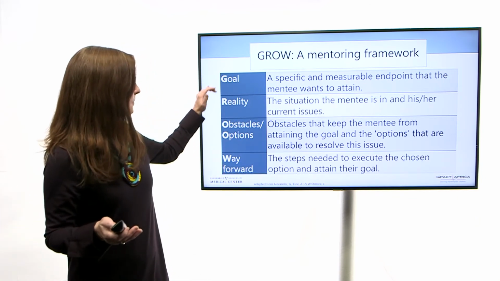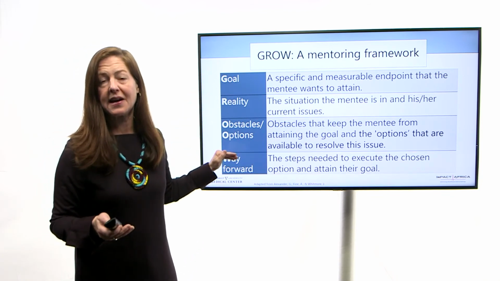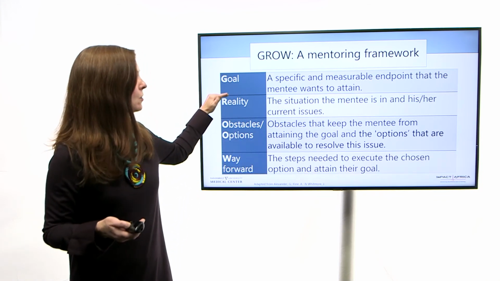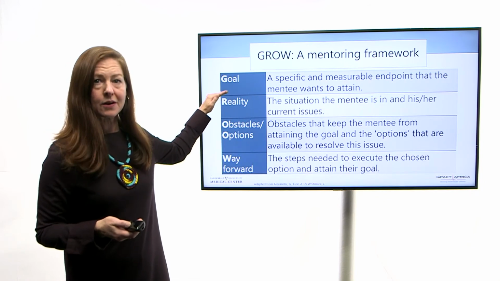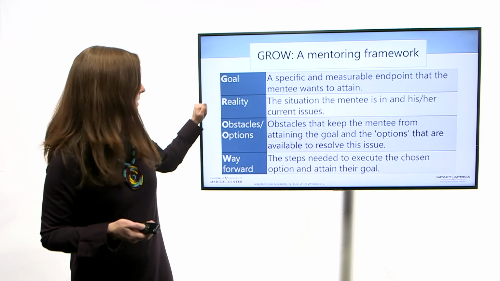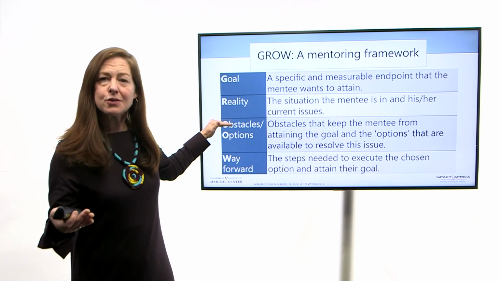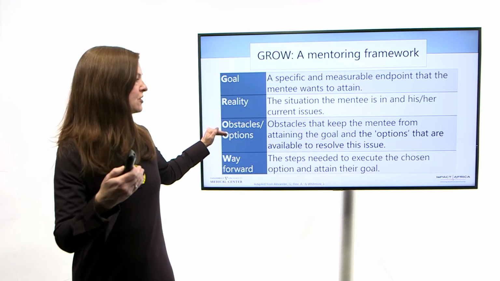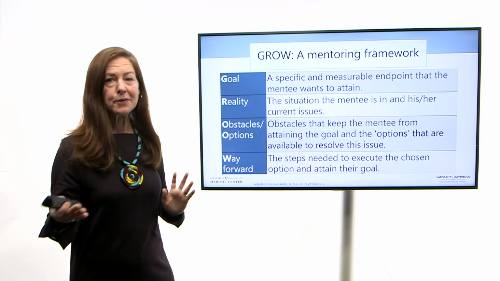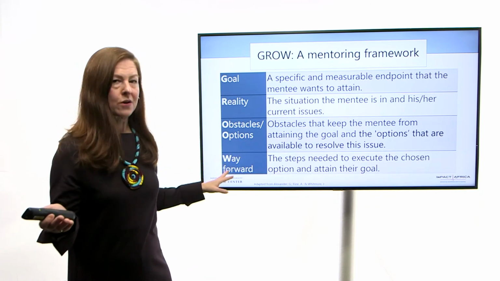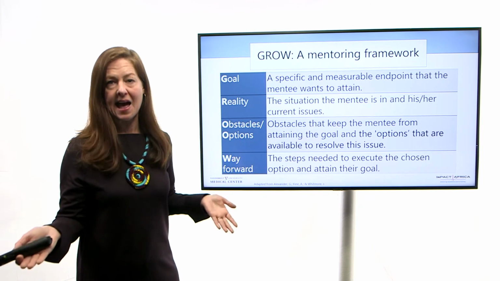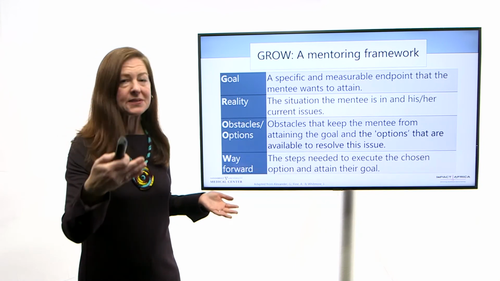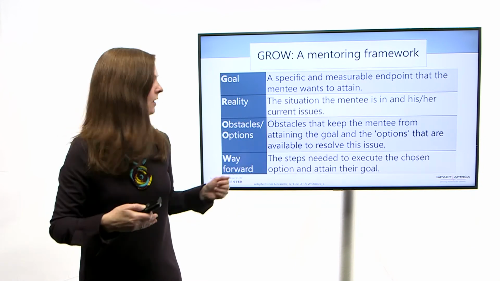So you think about it as particular domains that need to be identified early on in order to provide the guidance that mentees need. Identifying a goal, specific and measurable endpoint that a mentee hopes to attain. The reality of their situation. Understanding those obstacles that can keep a mentee from achieving those goals and the options that are available to resolve it. A way forward, thinking always that you're imagining action steps, a way that you as a mentor can advise the mentee, but also for themselves to identify what steps they should take to achieve their goal.